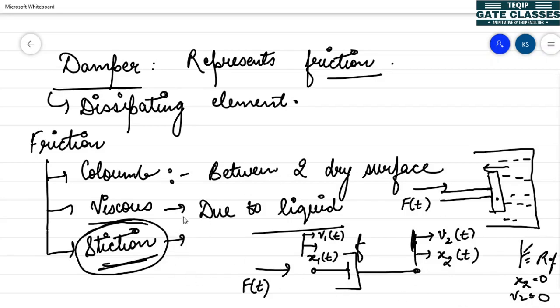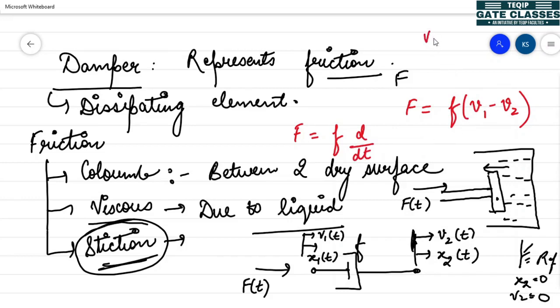If we apply Newton's law of motion to it, the force acting on a damper is equal to F times v1 minus v2. Or in the term of displacement, we can write it as F, as velocity is dx by dt. So we can write it as F d by dt of x1 minus x2.